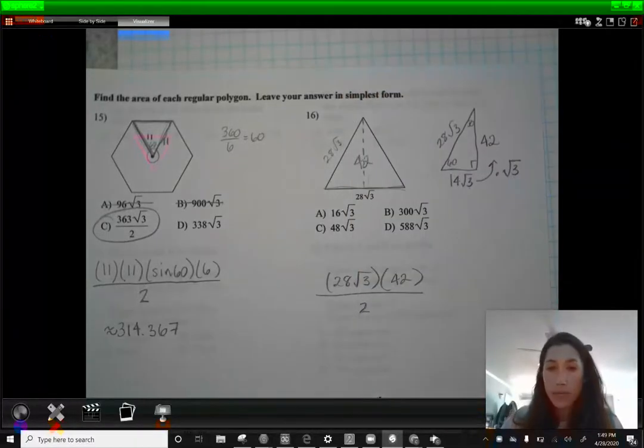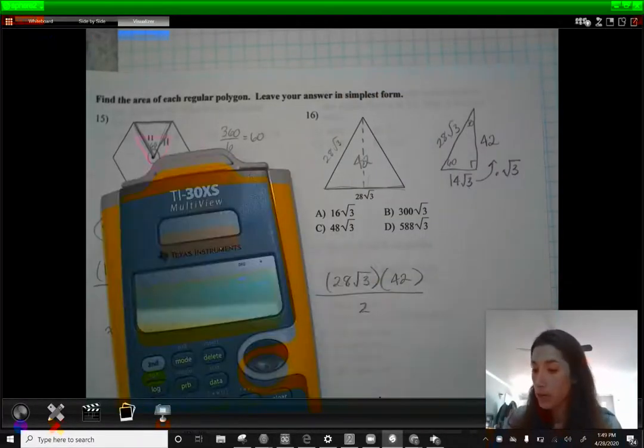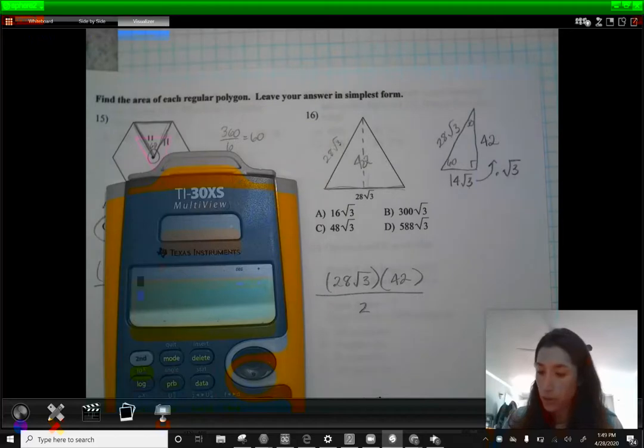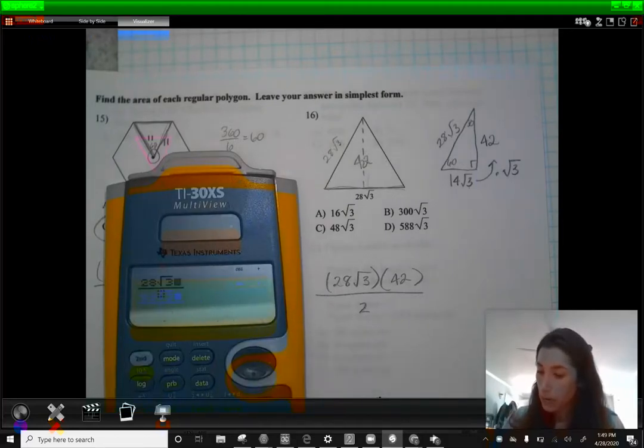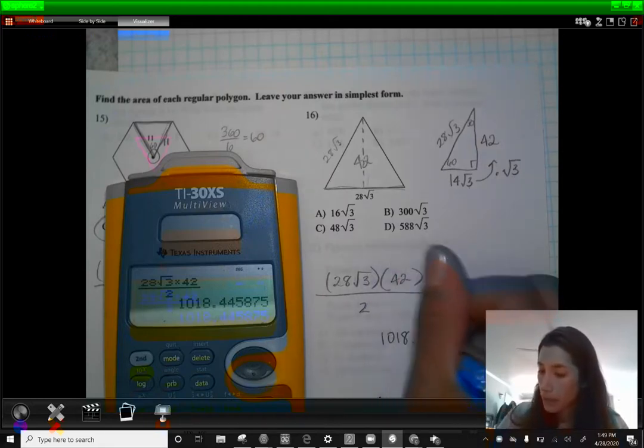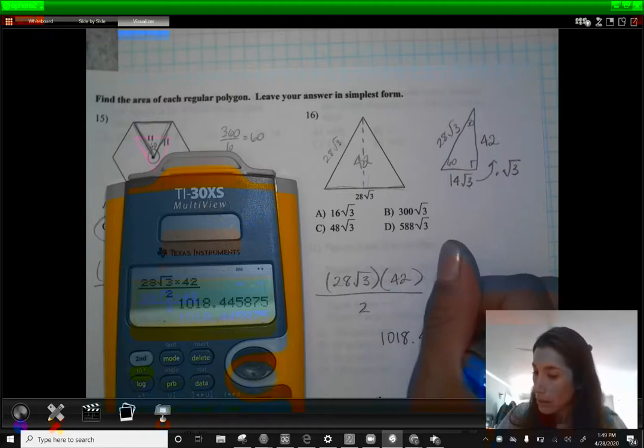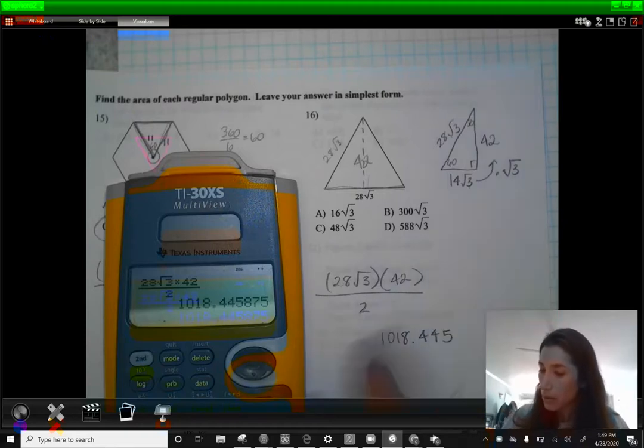So we have the base, we have the height, and it's just this one triangle, so we don't have to multiply it by a number of triangles. So we've got 28 square root 3. We're going to multiply that with 42, and that's all over 2. Oh, and this one gives me my decimal format as well on my calculator. Let's write that down. Okay. Now I would just need to compare.